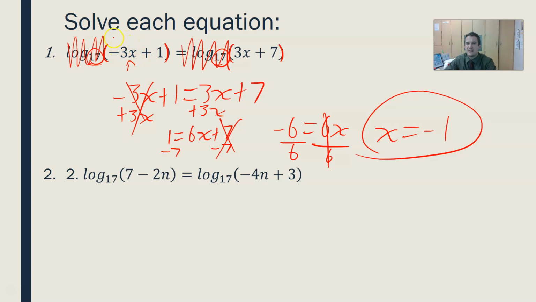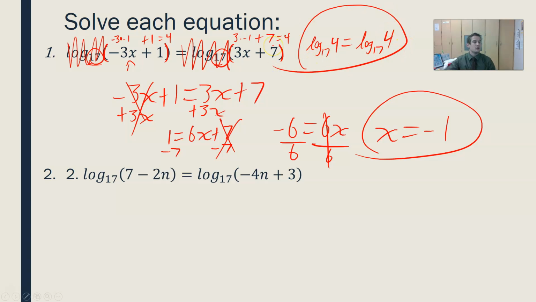If I plug back in negative 1, this is negative 3 times negative 1 plus 1. 3 times negative 1 plus 7. Well, negative 3 times negative 1 is a positive 3 plus 1 is 4. 3 times negative 1 is negative 3 plus 7 is 4. So log base 17 of 4 does indeed equal log base 17 of 4. Those are equal to each other, so I'm good.